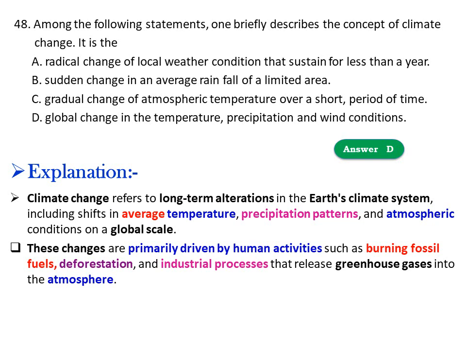Climate change refers to the long-term alteration in the Earth's climate system, including shifts in average temperature, precipitation patterns, and atmospheric conditions on a global scale. These changes are primarily driven by human activity such as burning fossil fuels, deforestation, and industrial processes that release greenhouse gases into the atmosphere.